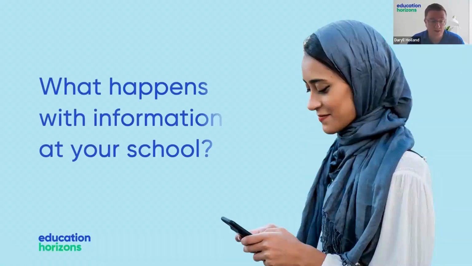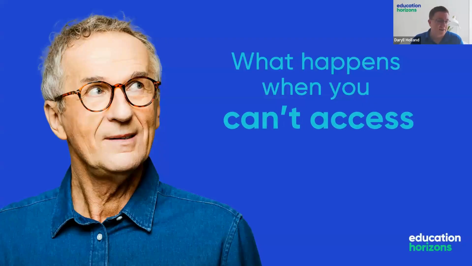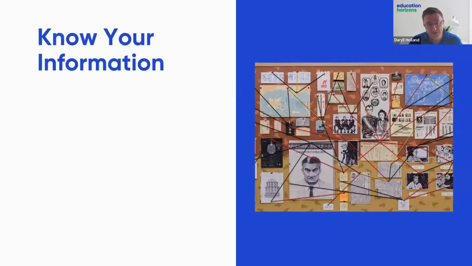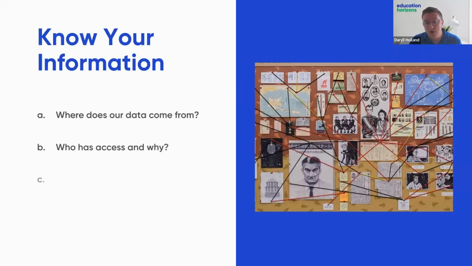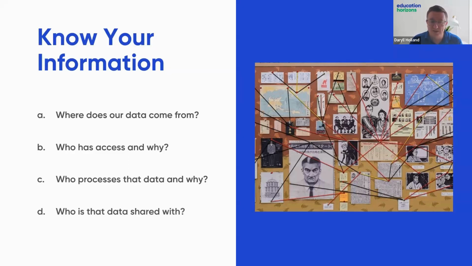There are 2 high-level questions here and a bunch of more detailed ones to come. But firstly, what happens with the information at your school? And what happens when you can't access that data? To help answer these questions, you need to work through the detail. Where does our data come from? Who has access to that data and why? Who processes that data and what school outcome are they trying to achieve? And who is that data shared with?